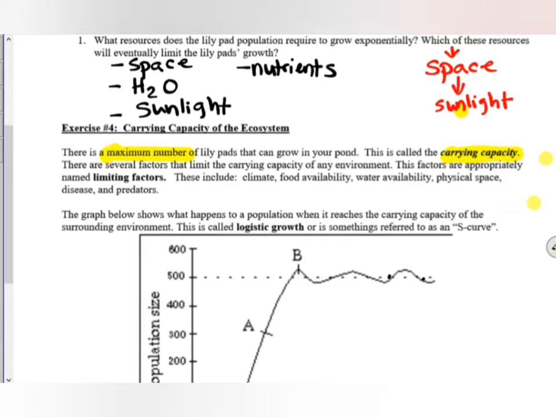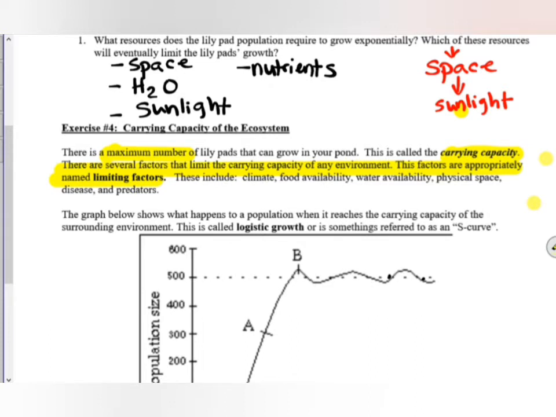Factors can limit what an ecosystem can carry. There are several factors that limit the carrying capacity, and they are called limiting factors. Those are things that we just talked about: climate, food, water, sunlight. When you run out of those things, that's when you've reached your carrying capacity.